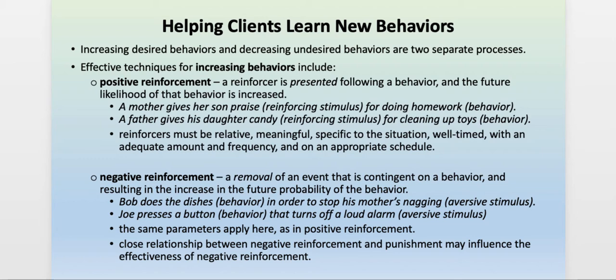So now the reinforcers have to be relative, so that if when you put the quarter in the machine and pull the knob, a piece of raw beet falls out, or something, and you don't like beets, you're not going to put the quarter in that machine anymore. So it has to be relative, meaningful, and specific to the situation.